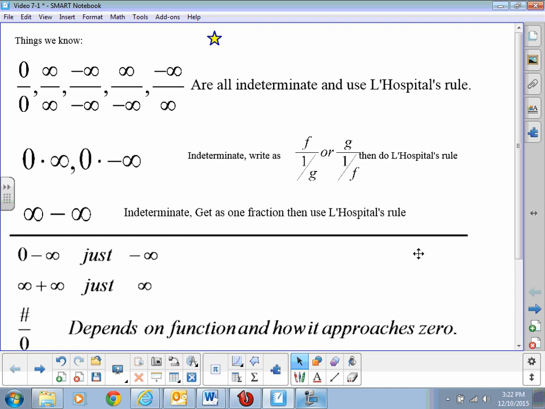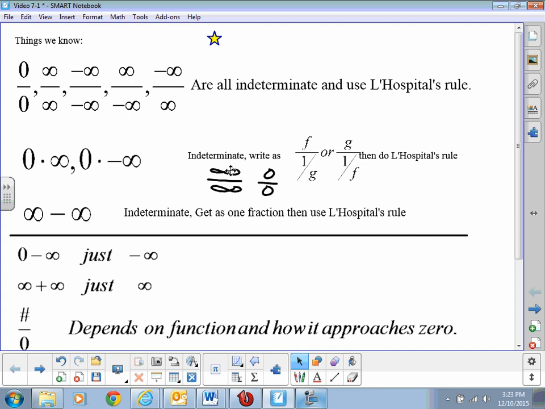We also know that if we have 0 times some type of infinity, we can turn that into one of the functions over the reciprocal of the other function. That should then turn it into either an infinity over infinity of some sort. It might be a negative infinity in some there, or 0 over 0, which then makes it like what we just had above. And then if you have an infinity minus infinity, that is indeterminate because we don't know which one is getting bigger faster. So therefore, we can get a common denominator and get it as one fraction, and then it should give us a 0 over 0 or infinity over infinity type case.